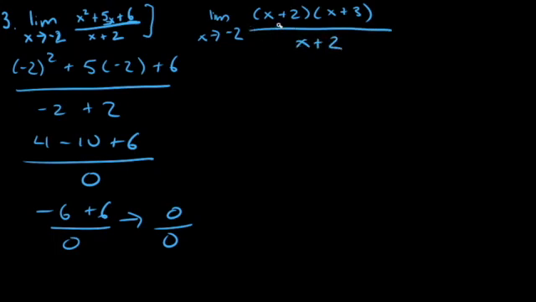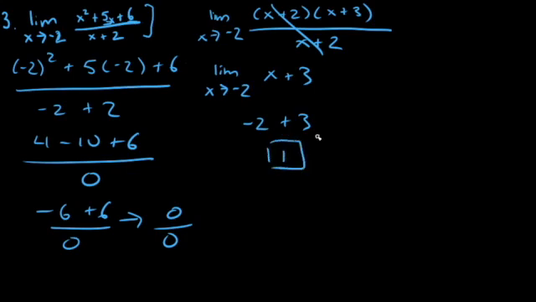And over here you can see that there's an x plus 2 on the top and an x plus 2 on the bottom, and we can just cancel that right out. And so the limit as x approaches -2, we now only have x plus 3 remaining. So now we can just plug in -2 for x, which is -2 plus 3, and our answer is 1.